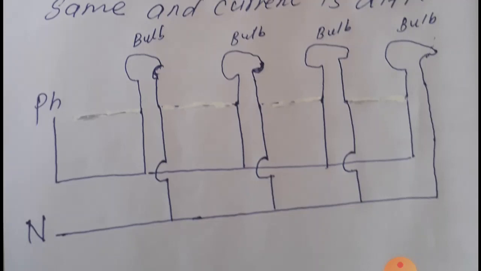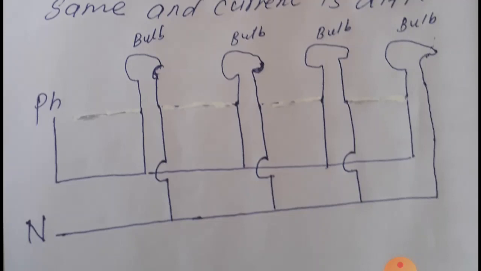The phase goes to each component by a multi system, and the neutral goes to each component by a multi system. So the voltage is the same and the current is different, because the current depends on your equipment.